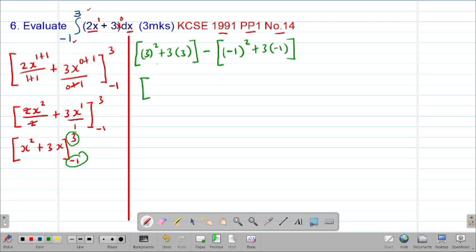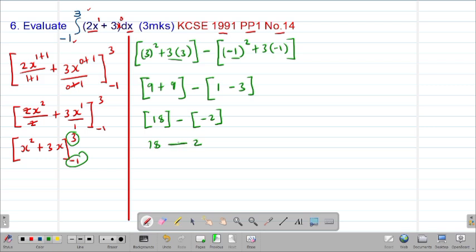So 3 squared, of course, is 9, then plus 3 by 3, this is also 9, then minus, into bracket, -1 squared will give us +1, then 3 times -1, of course, we'll get -3. So 9 plus 9 is 18, then minus, into bracket, 1 minus 3 will get -2. So this will give us 18 minus -2. Minus multiplied by minus will give us a positive. Therefore, the answer will be 20. So the answer will be 20 square units.